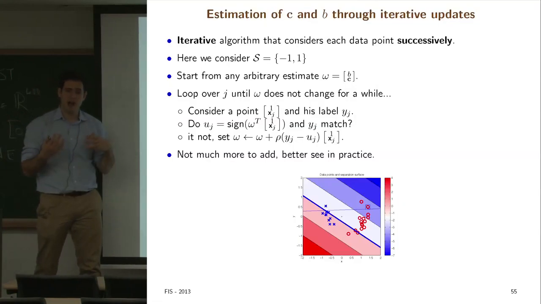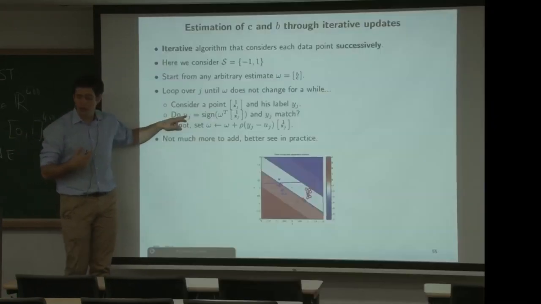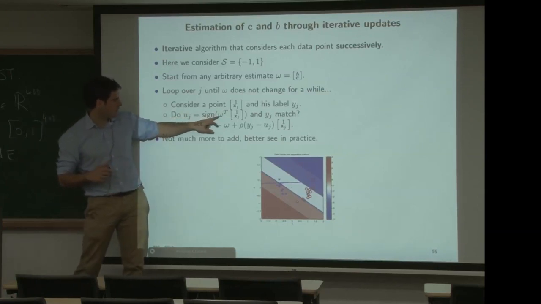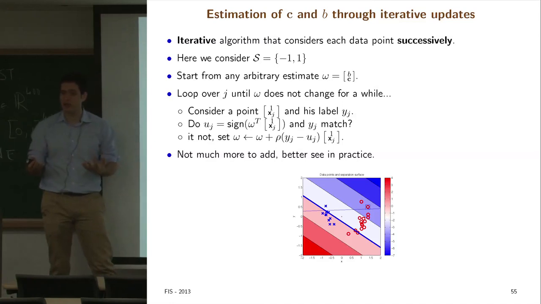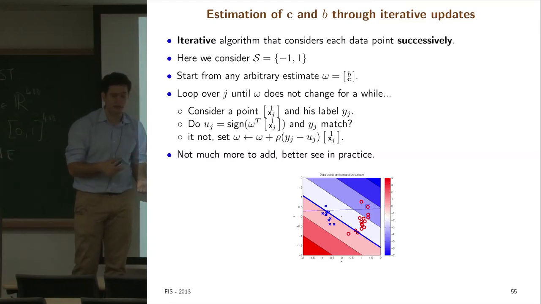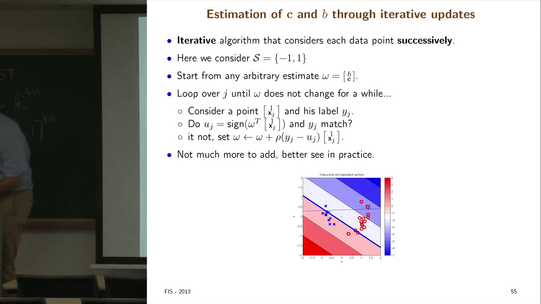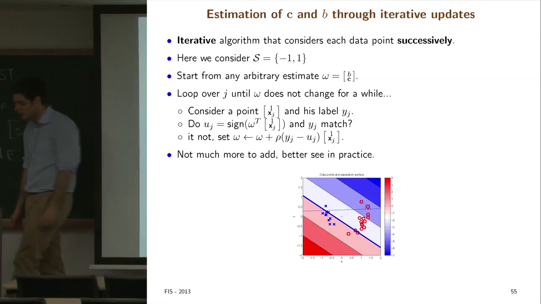And then we look at our guess for that point, our current guess for that point, which would be the guess. The guess is just the sign of omega transpose the vector. If it and yj match, if they agree, then we're fine. If not, we change a bit the direction so that it will agree a bit better the next time. So there's not much else I can say except that it's maybe easier to watch it in practice.